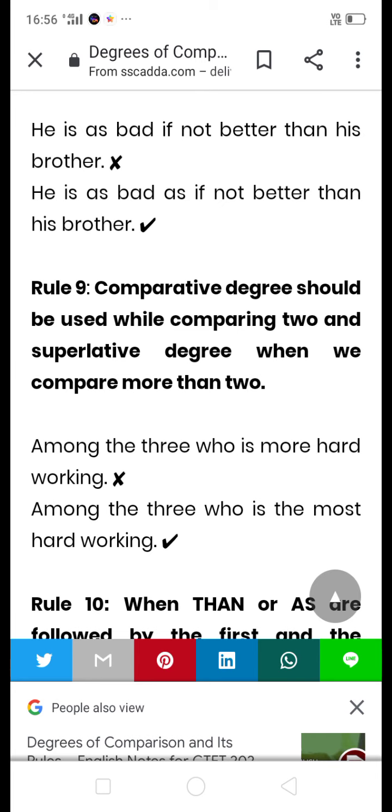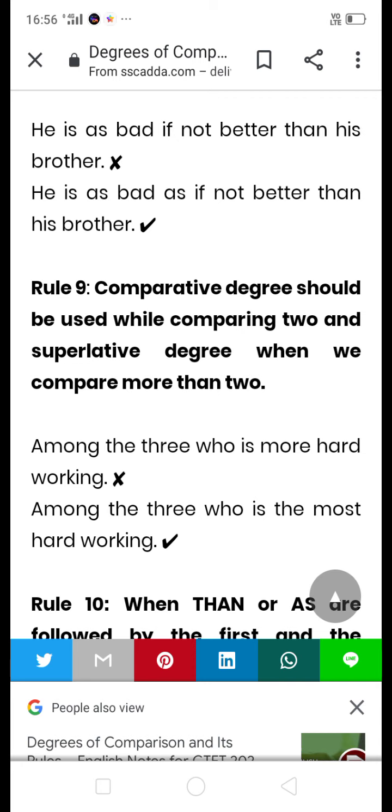Comparative degree should be used while comparing two, and superlative degree when we compare more than two. Superlative degree we use when there is a comparison of things or persons more than two. If there is a comparative degree, it should be used while comparing two, and more than two for superlative.